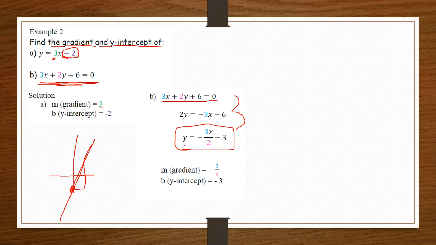Y equals, the gradient form, is what we're trying to do. So the 3x we take away from both sides. Just like when we solved equations. So that gives us 2y equals -3x - 6. Sorry, we took away 6 from both sides as well.